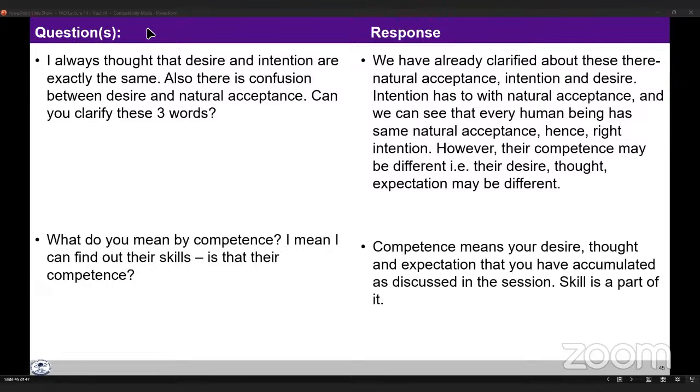I mean, breaking away the skills from the competency is a little bit difficult. What is said in the answer, that skill is a part of the competence, is absolutely right. But then the implicit part is equally important because that is the basic drive. So implicit DTE, desire, thought, and expectations have to be there. Then and only then can you convert your abilities into performance.